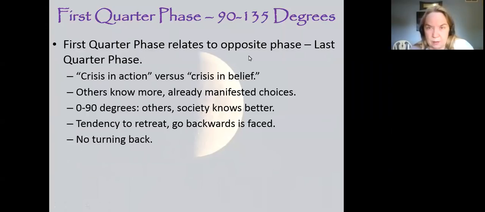First quarter phase, again, the opposite is last quarter. Crises in action versus crises in belief. We want to do it. And yet, the opposite, crises in belief, is still more of this: everybody else, society, knows better. And if we can get past that 90 degree aspect or that 95 degrees, then we can face that fear of going backwards. We can face that fear of everybody else doing it better than us. And again, as that phase goes along, we just keep going forward, going forward, going forward, sometimes to the point that we can, again, be quite full of ourselves.